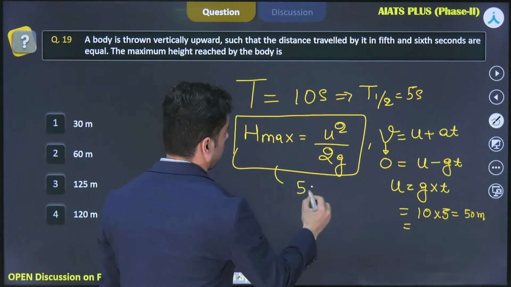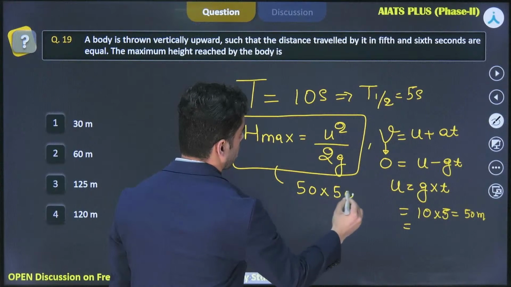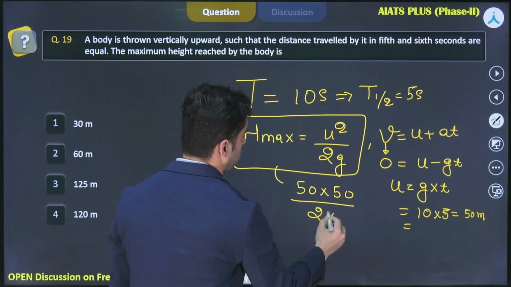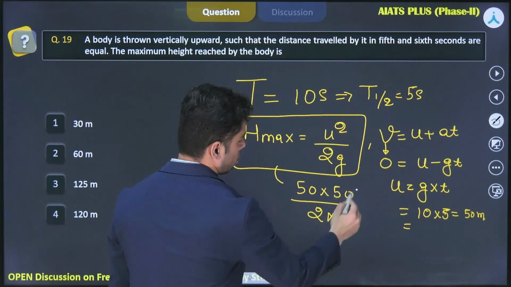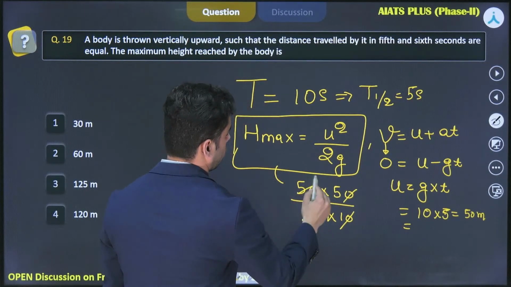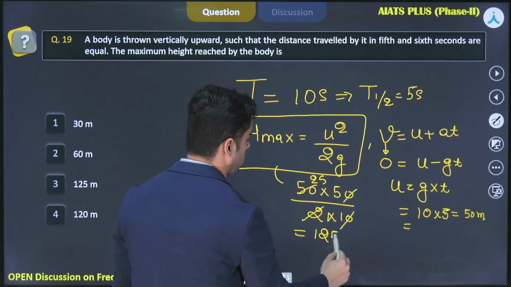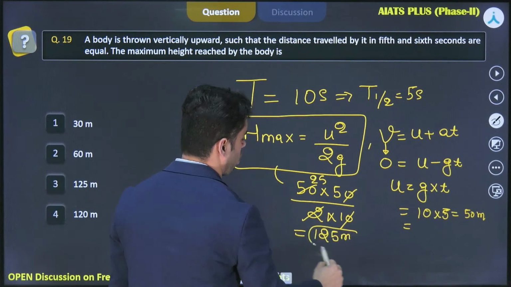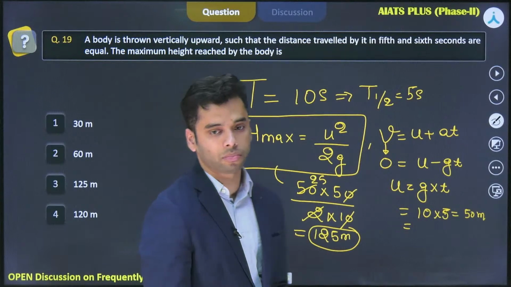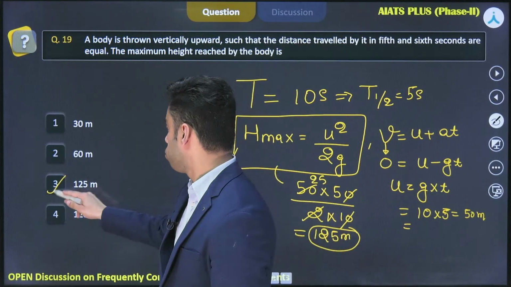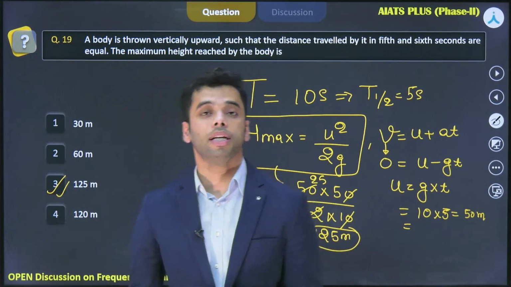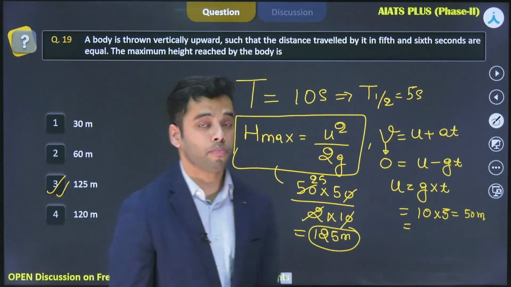So 50 into 50 by 2 into 10. So it is coming out to be equal to 125 meter. 125 meter is the maximum height. Option 3. 125 meter is the maximum height, right?